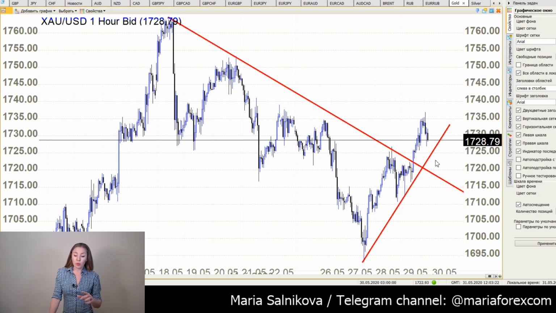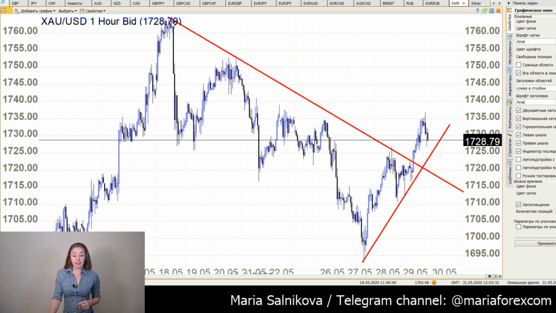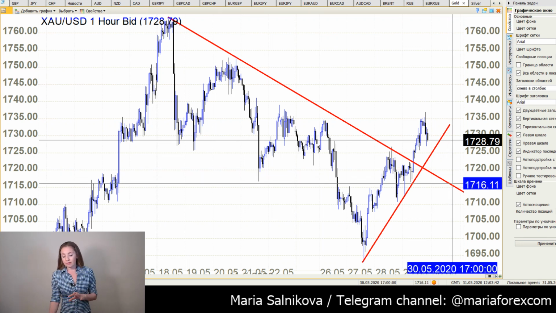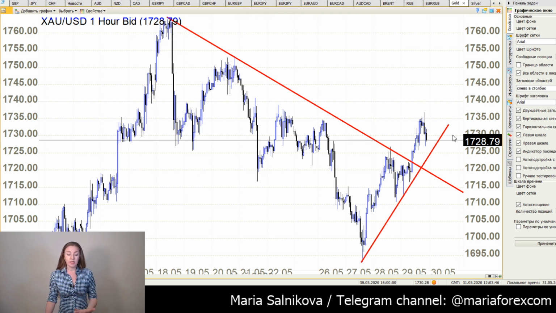But if we see the breakdown of this trend line, it means that price will try to go and test this trend line. Look here, this one, with the high price on May 18, like this, you paint it. And if they break this 1,725, then they may go intraday down to 1,716, 15, and from here I will wait for a moment to go up again.